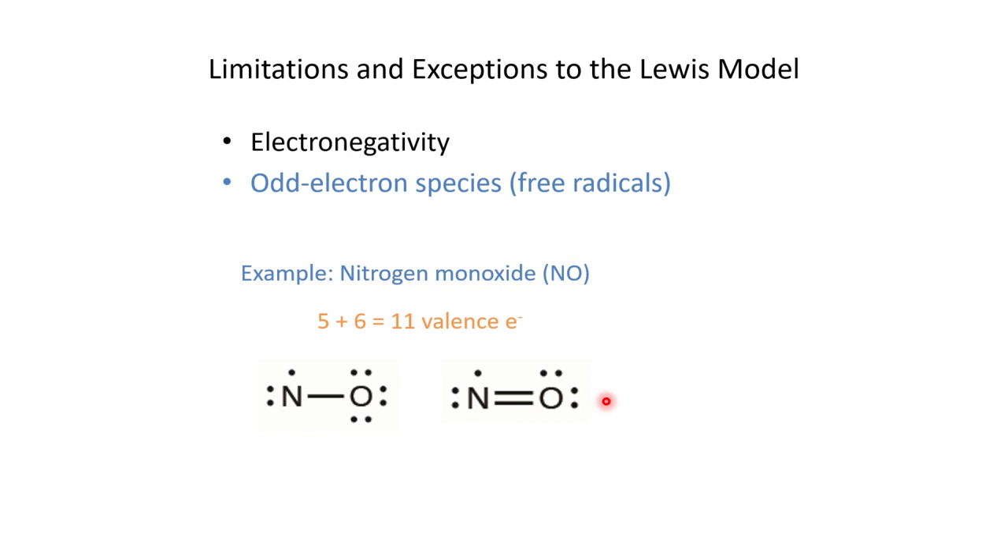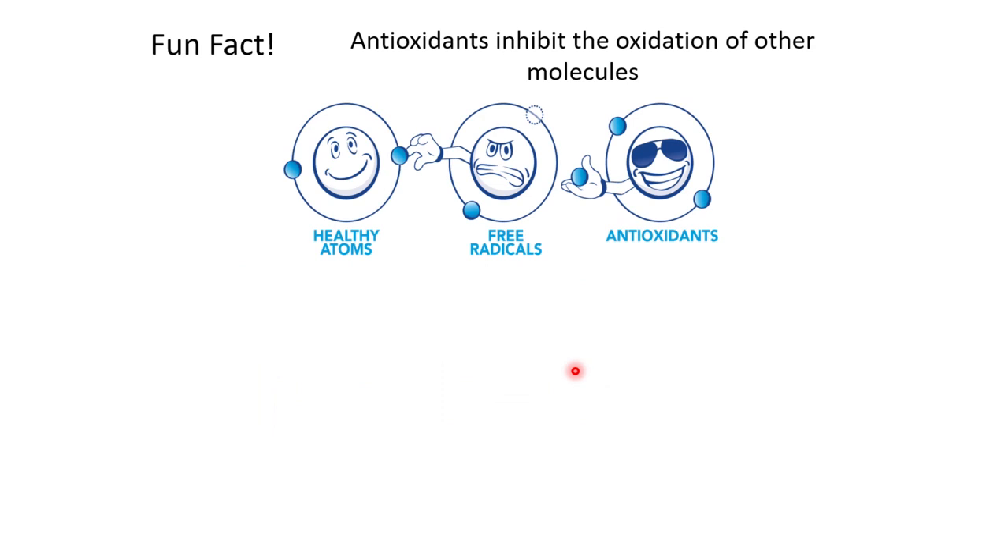You may have heard of antioxidants. These help prevent free radicals from damaging your tissue. These work by inhibiting the oxidation of other molecules. A healthy atom has all of its electrons, or shall we say a stable atom. Free radicals are not very stable. They have a very high electron affinity, so they attract electrons readily.